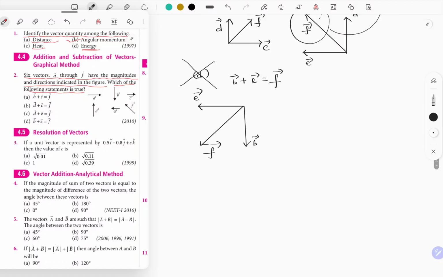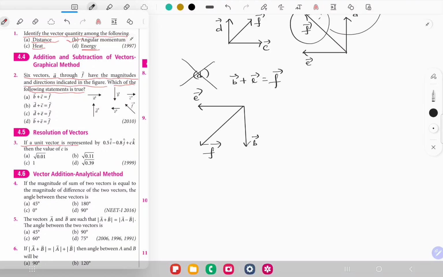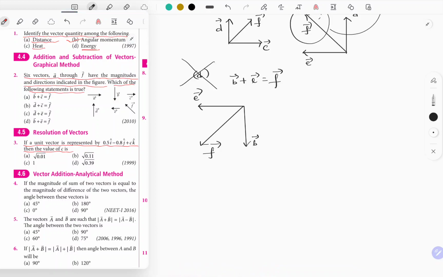Next, resolution of vector. The very first question based on this concept: if a unit vector is represented by 0.5 i cap minus 0.8 j cap plus c k cap, then the value of c, that's what they are asking. Question number 3, solution. Let's say I am assuming the given vector is A bar, which is equal to 0.5 i cap minus 0.8 j cap plus c k cap. They have already given that this vector is a unit vector.